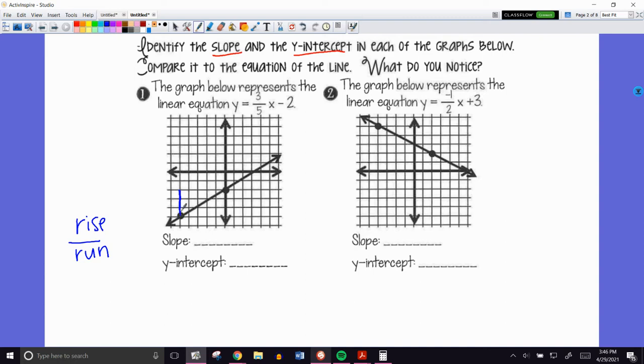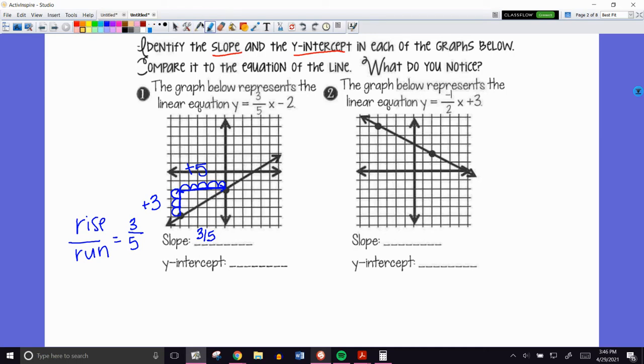So we're going to count our rise and we're going to count our run. So I can see 1, 2, 3, and I went up for that, so that's going to be a positive 3. And then 1, 2, 3, 4, 5, and I went to the right, so that's going to be a positive 5. So for my slope, my rise was positive 3, and my run was positive 5. So the slope of this line is 3/5.